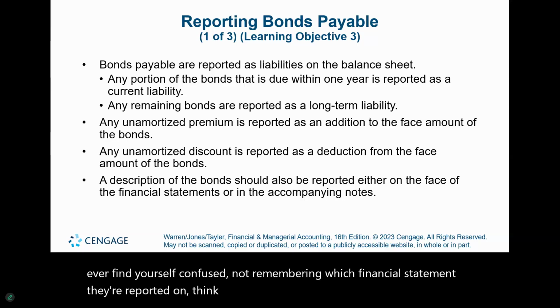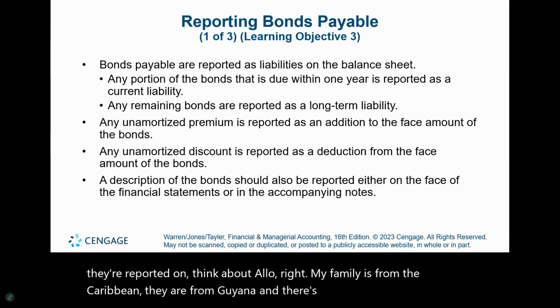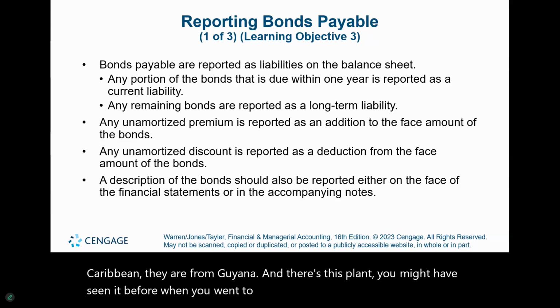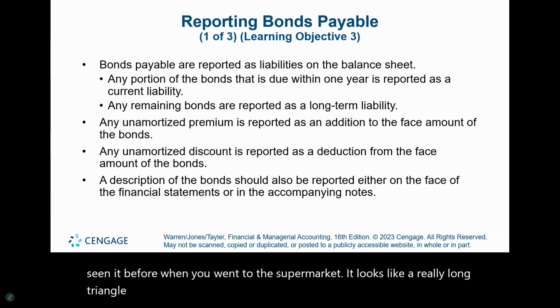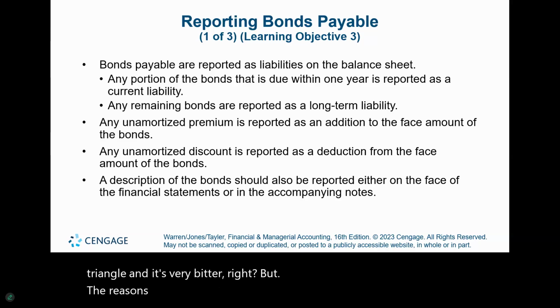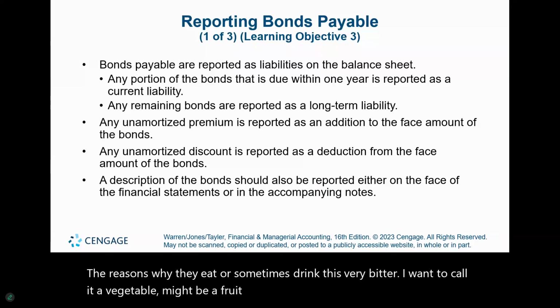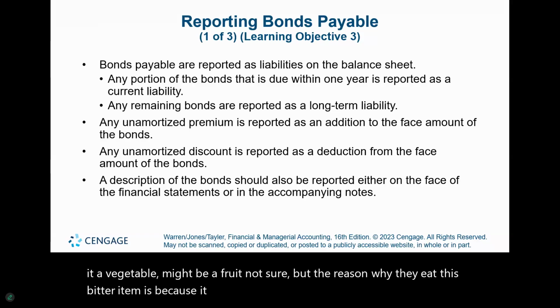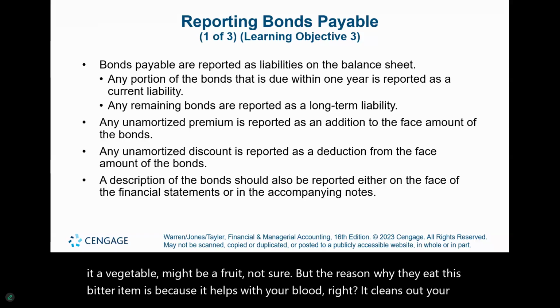My family is from the Caribbean. They are from Guyana. And there's this plant. You might have seen it before when you went to the supermarket. It looks like a really long triangle, and it's very bitter. But one of the reasons why they eat or sometimes drink this very bitter, I want to call it a vegetable, might be a fruit, not sure, is because it helps with your blood. It cleans out your blood. It helps to balance out your body.